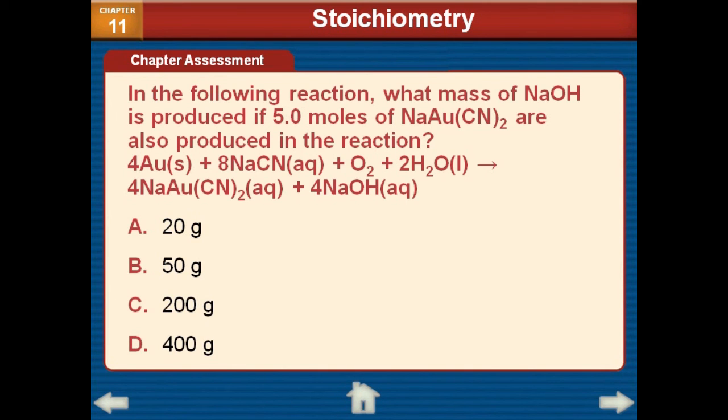In the following reaction, what mass of sodium hydroxide is produced if 5 moles of sodium gold cyanide are also produced in the reaction? Once again, the same balanced equation. Is the answer A, 20 grams, B, 50 grams, C, 200 grams, or D, 400 grams? And the answer is C, 200 grams.